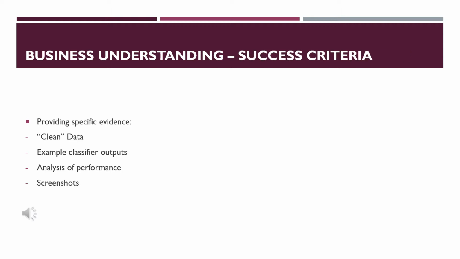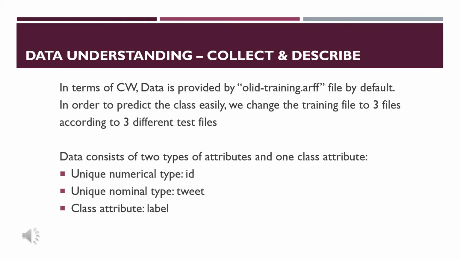For success criteria, we are providing specific evidence, which is clean data, an example of classifier output, an analysis of performance, and some screenshots for the result. The coursework provides a default training file which we split according to 3 different test files, and the data consists of 2 types of attributes and 1 class attribute.